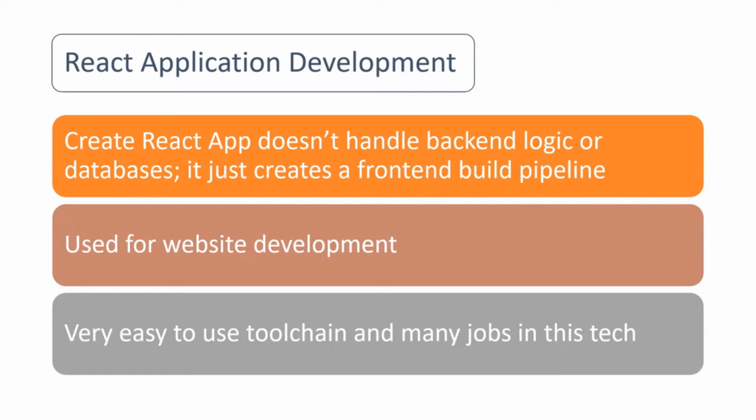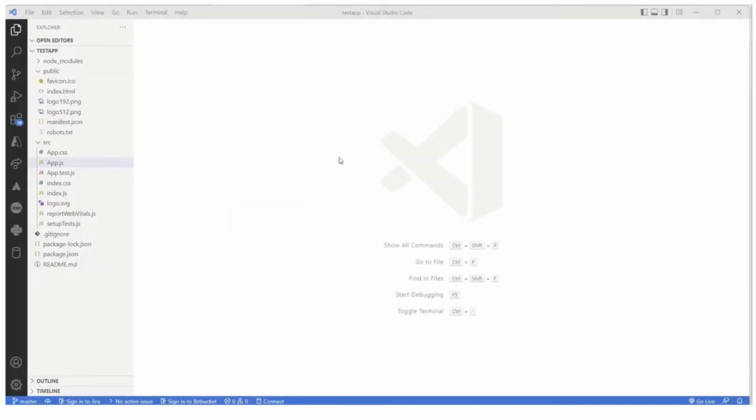So here you see React application development. Basically, it doesn't have any backend logic or databases. It just creates a front-end build pipeline, and it's used for website development, mostly for single page or multi-page websites, and it's a very easy toolchain. And many jobs are in this technology. So the best way is to learn HTML, CSS, JavaScript, and then React, because React is a JavaScript library. It's just like different functionalities of JavaScript are packed and given as React.